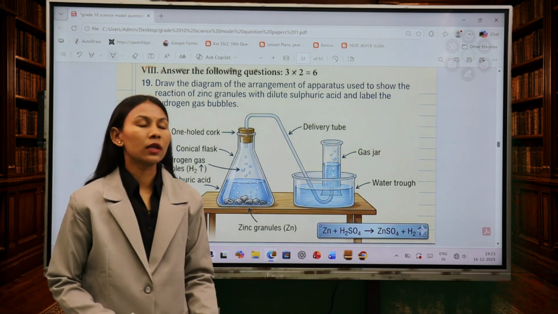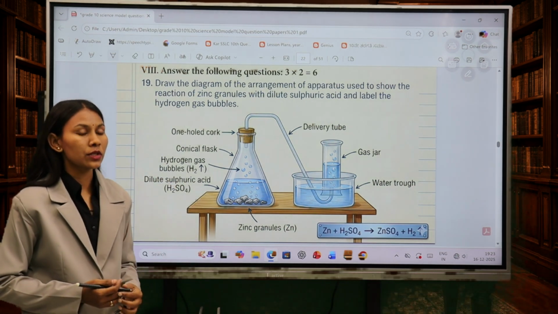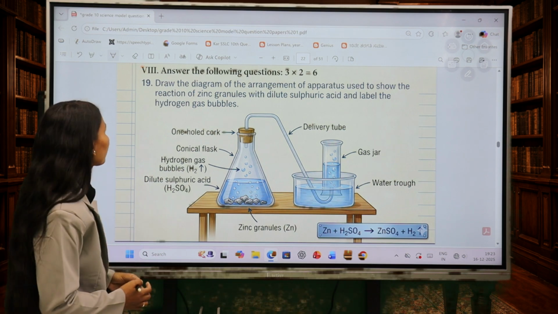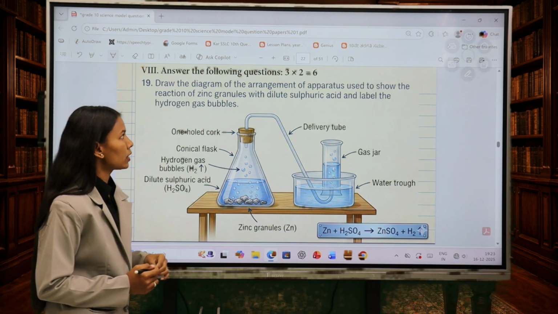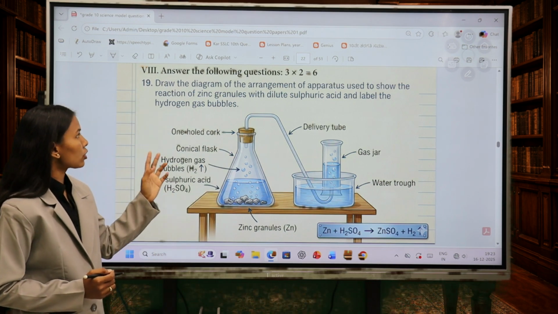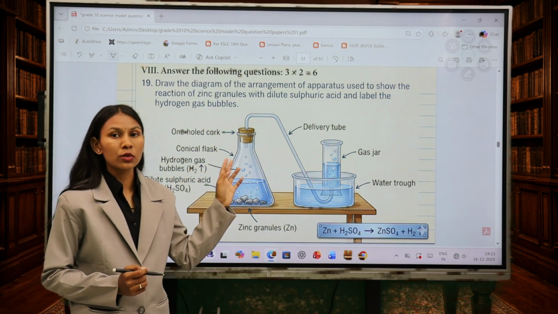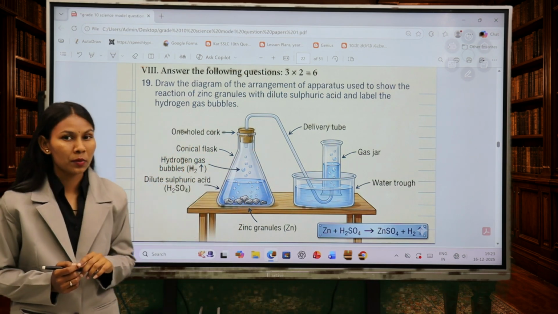Now answer the following questions, which has 3 questions of 2 marks each. 19th question is, draw the diagram of arrangement of apparatus used to show the reaction of zinc granules with the dilute sulfuric acid and label the hydrogen gas bubbles.